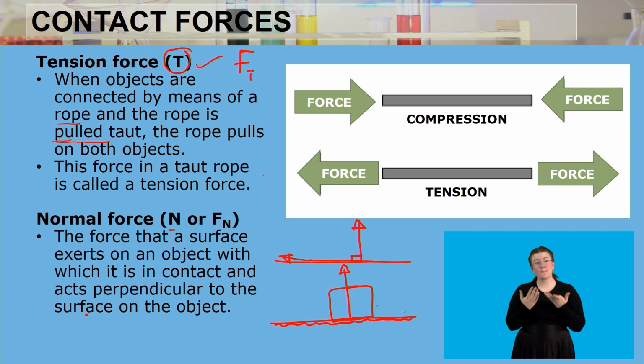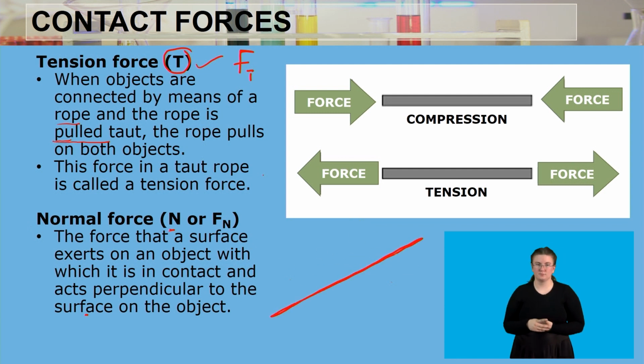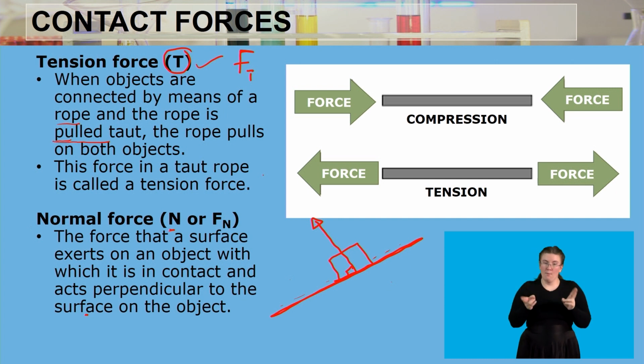However, should the surface be an incline, the friction will always act parallel to the surface, but the normal force, if your object is there, will always be acting perpendicular to the surface. Remember, there must always be an angle of 90 degrees between that particular force, the normal force, and the surface.